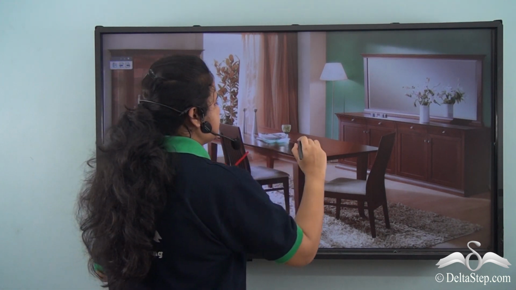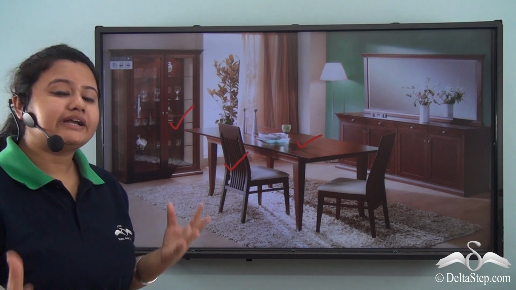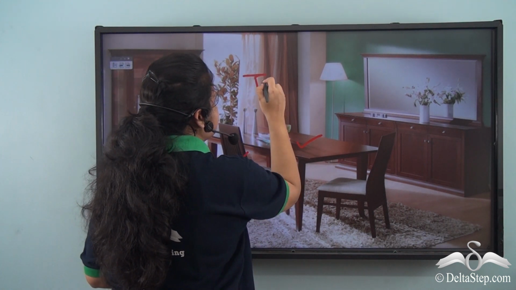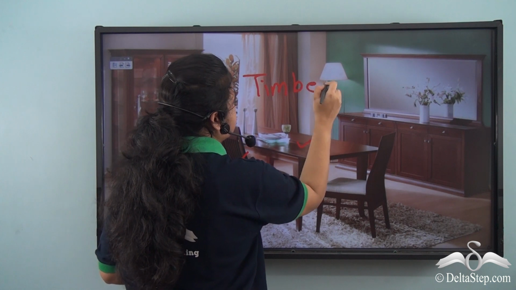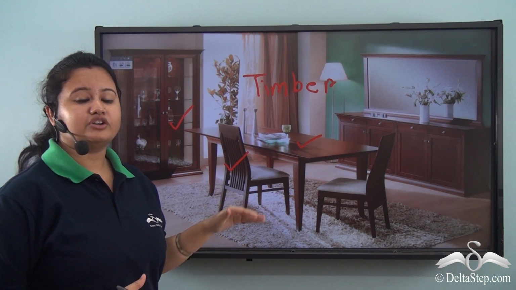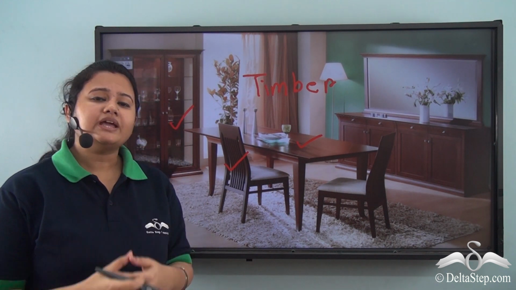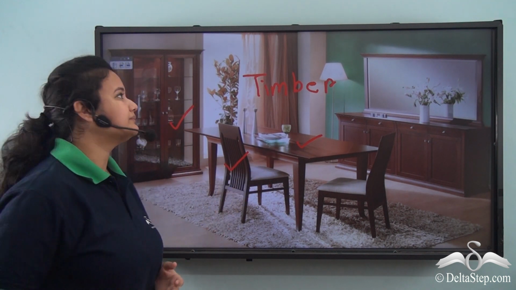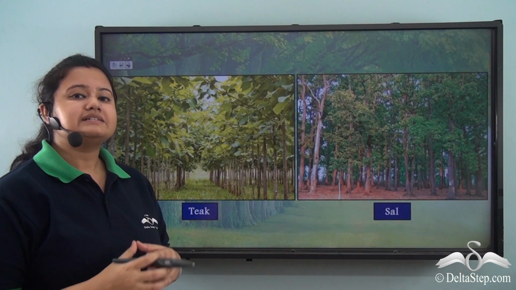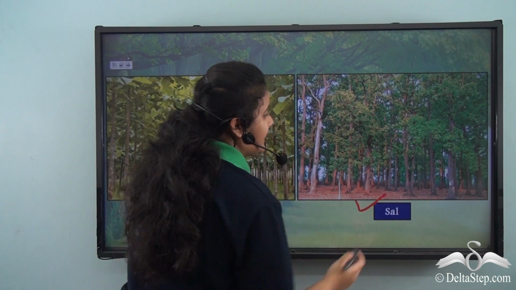Well, you must have noticed that different furniture that we use in our rooms, like chairs, tables, cabinets, etc., are made up of wood. Now, wood or timber is an important plant product. This is to say that the wood that is used to make this furniture is obtained from plants. Now, can you name some plants from which timber is obtained? Well, timber is obtained from hardwood trees like teak, sal, etc.